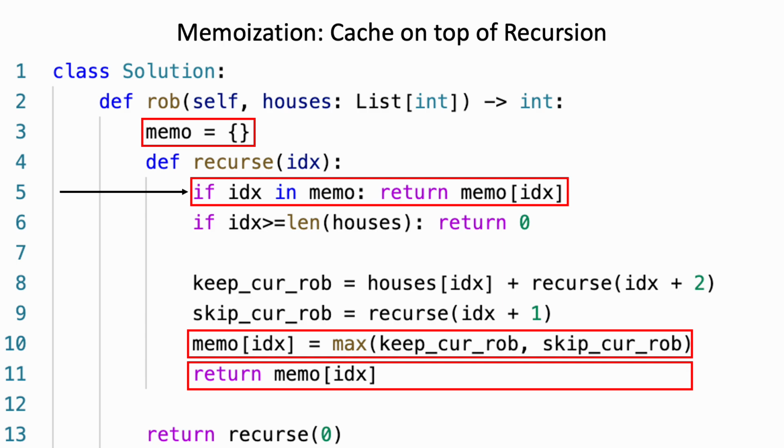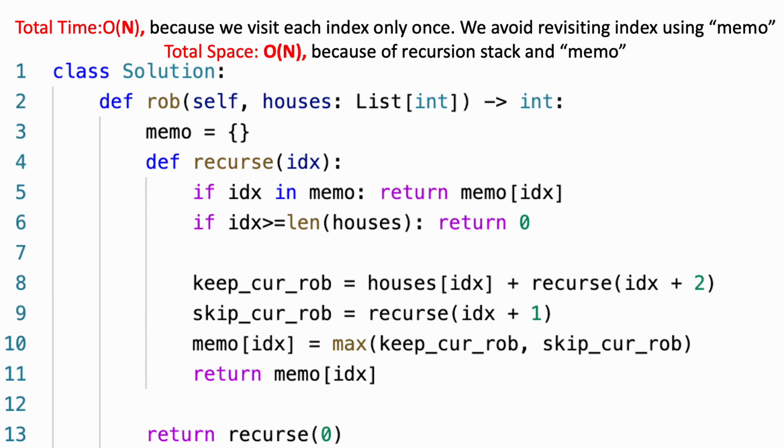This way we reduce the time complexity to O of n. The time complexity is O of n because we visit each index only once. We avoid revisiting the index using the cache memo variable. The space complexity is O of n because of the recursion stack and the storage by the memo variable.